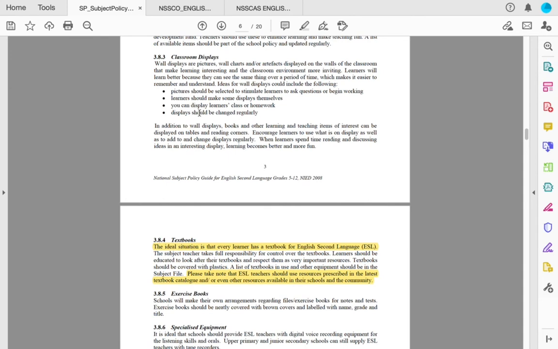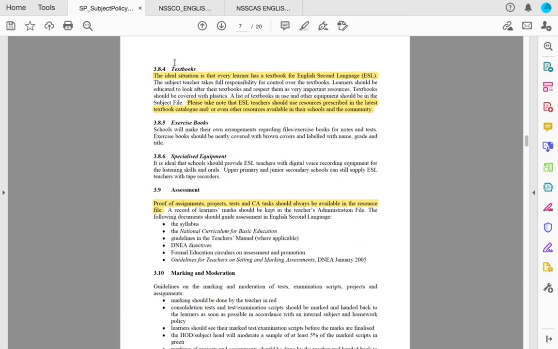But then if they don't, then unfortunately, it might not work. And then the display can also be the learner's class or homework. If they've created posters or whatever visual work that they have done, or written work that they have done, you can display those in your lesson. But keep the class very neat.